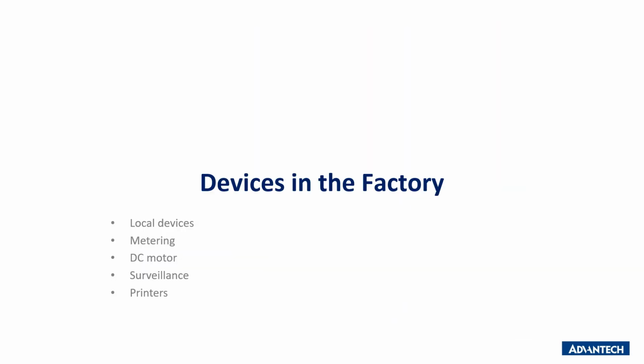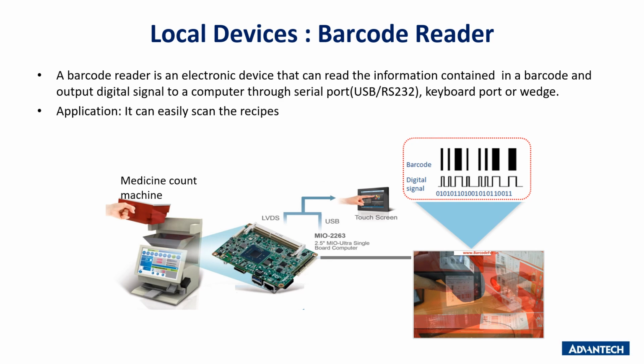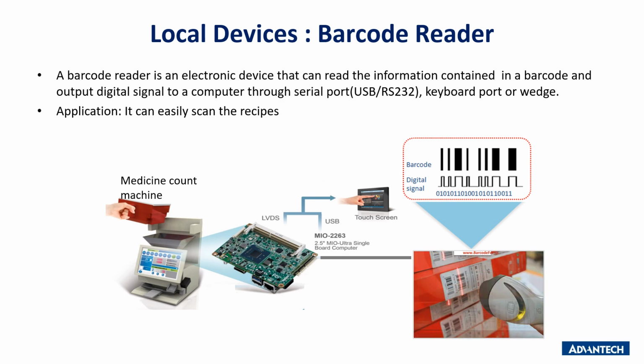Now we will introduce you the devices commonly found in the factory, such as local devices, metering, DC motor, surveillance cameras, and printers. A local device is usually a device attached directly to the computer rather than at some other point of the network, in which case they are called remote devices.